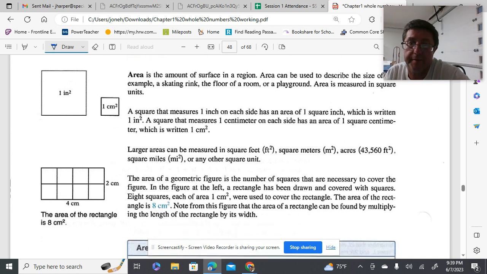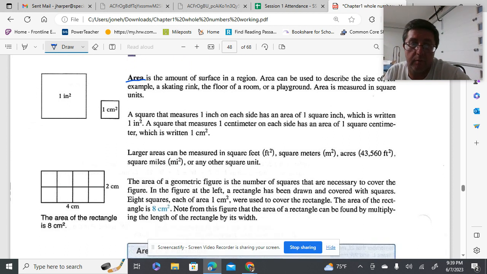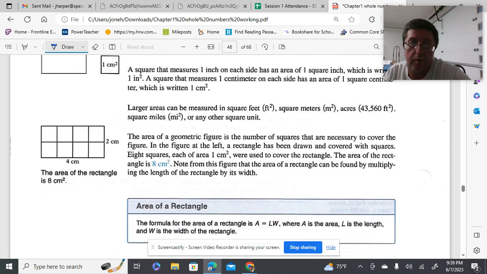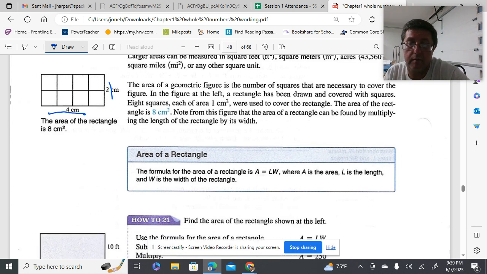So, here it's talking about the area. So this was 1 centimeter on each side. It would be 1 centimeter or 1 inch squared. This would be 1 centimeter squared. Now down here you have 4 and 2. So you would do 4 times 2, which would give you 8 centimeter squares. We could count them: 1, 2, 3, 4, 5, 6, 7, 8.